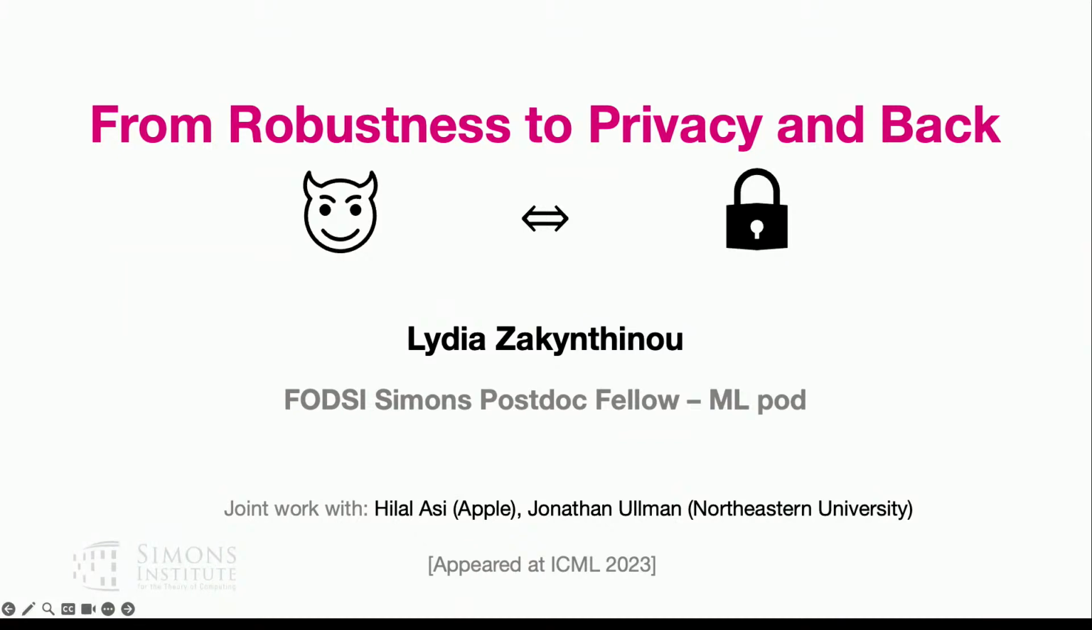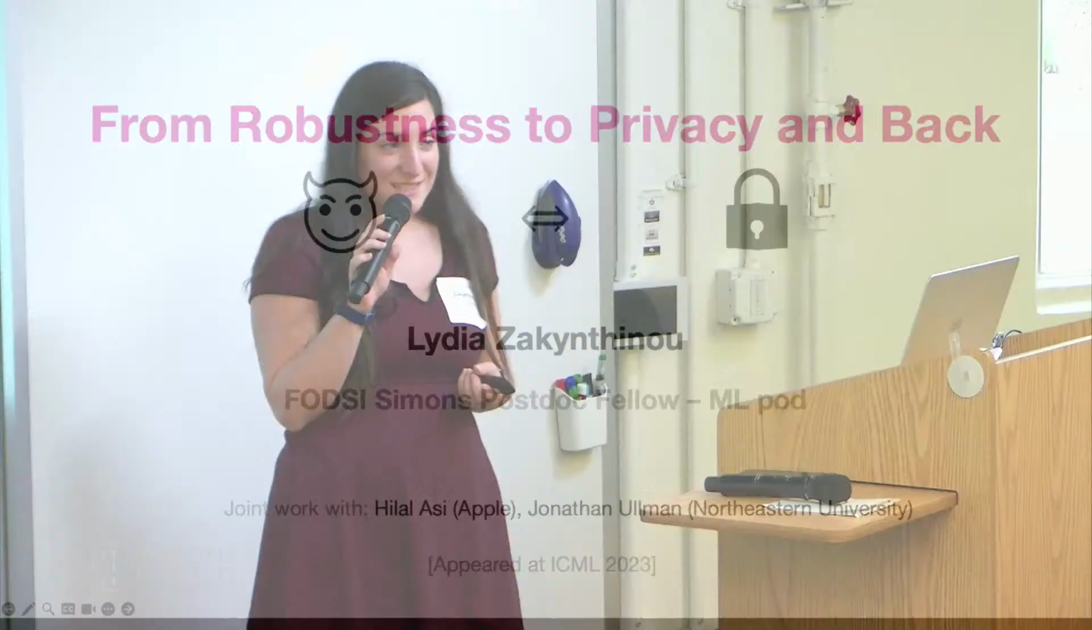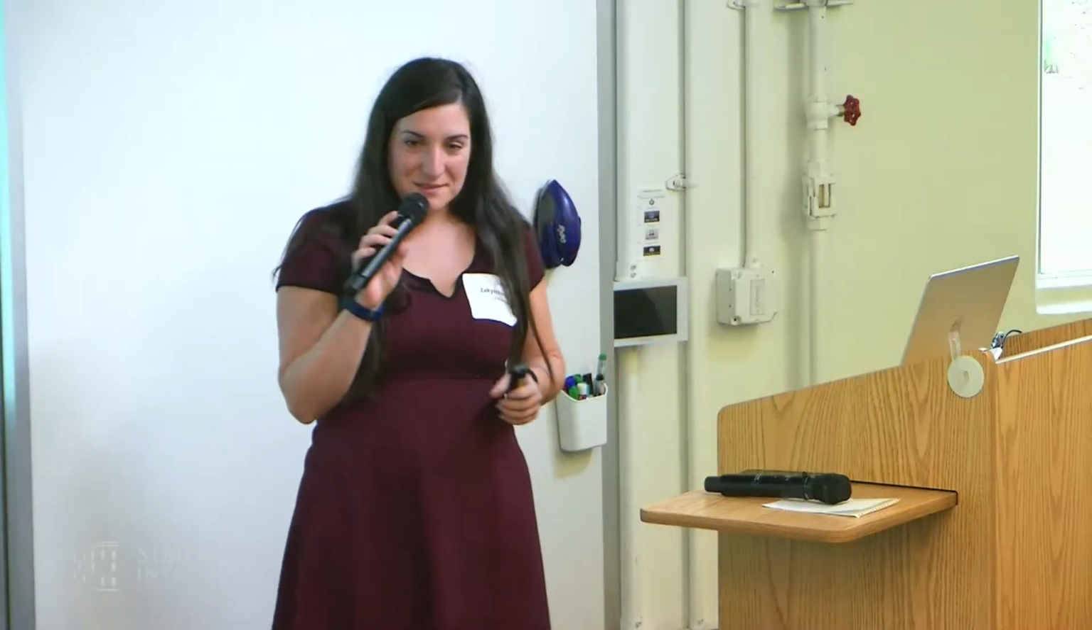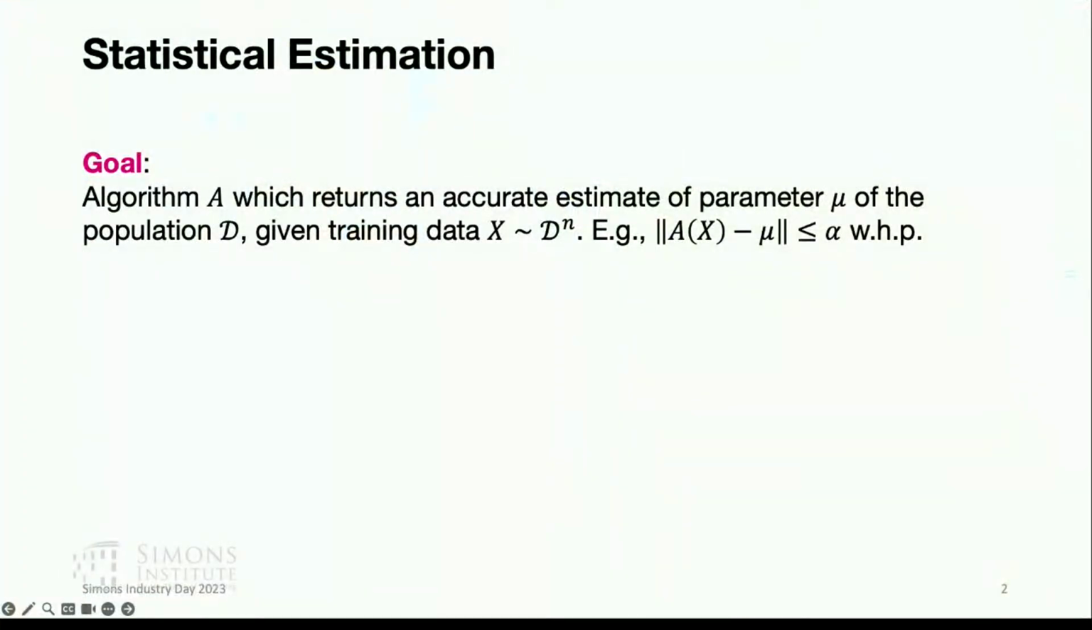So I'd like to tell you about the connection between robustness to data corruptions and differential privacy, which was joint work with Hilal Asi and Jonathan Ullman. We're thinking about the general setting of statistical estimation where we have some distribution D. We want to learn a specific parameter of that distribution, think of the mean for simplicity. And so what we want is an algorithm which, given training data X, returns something that is close to this parameter that we want to estimate.